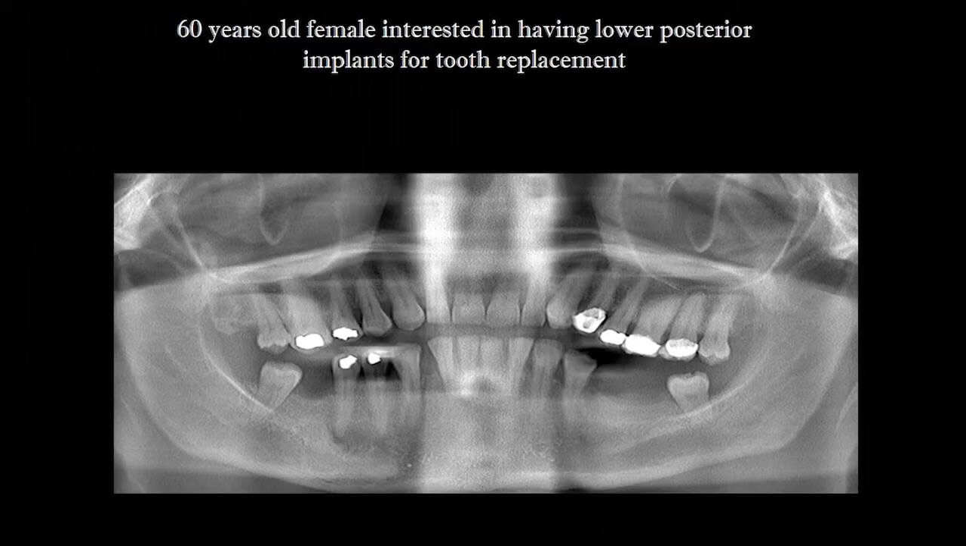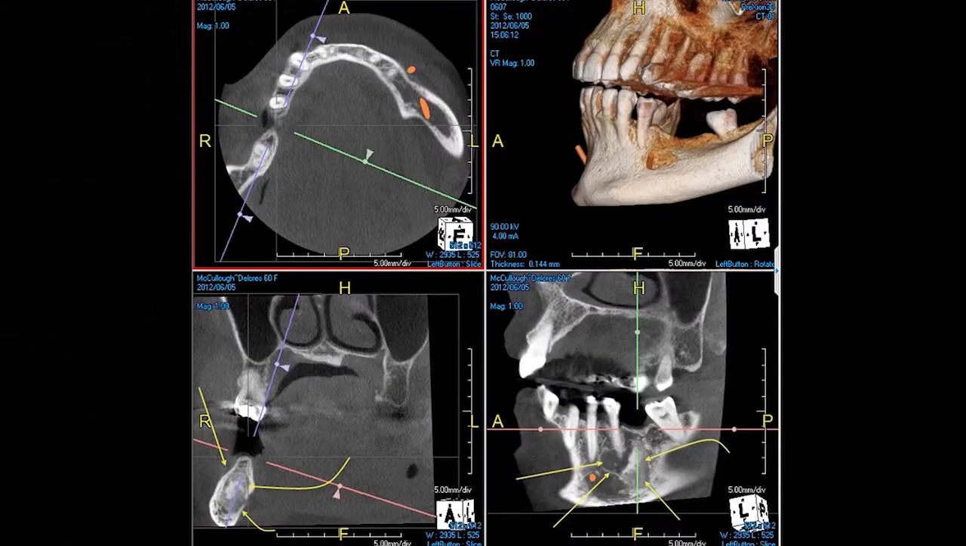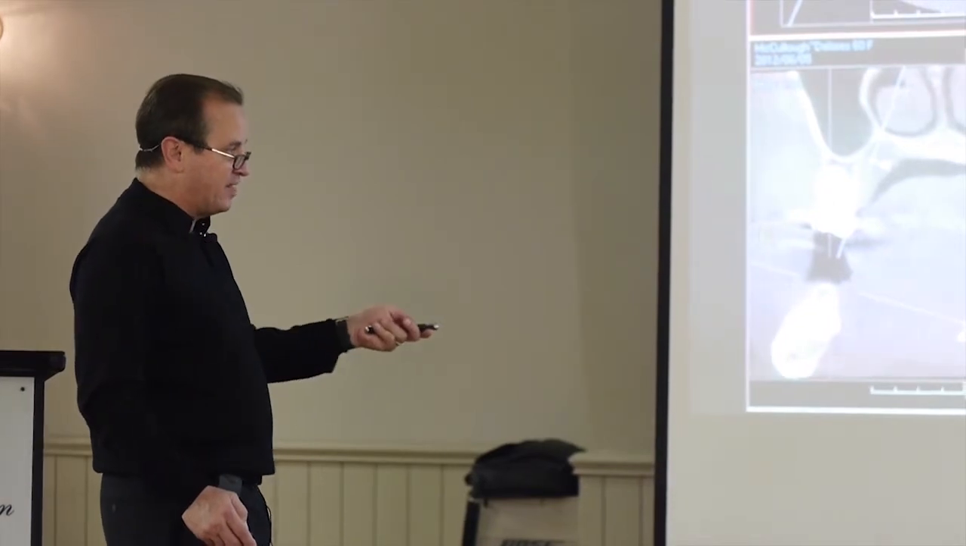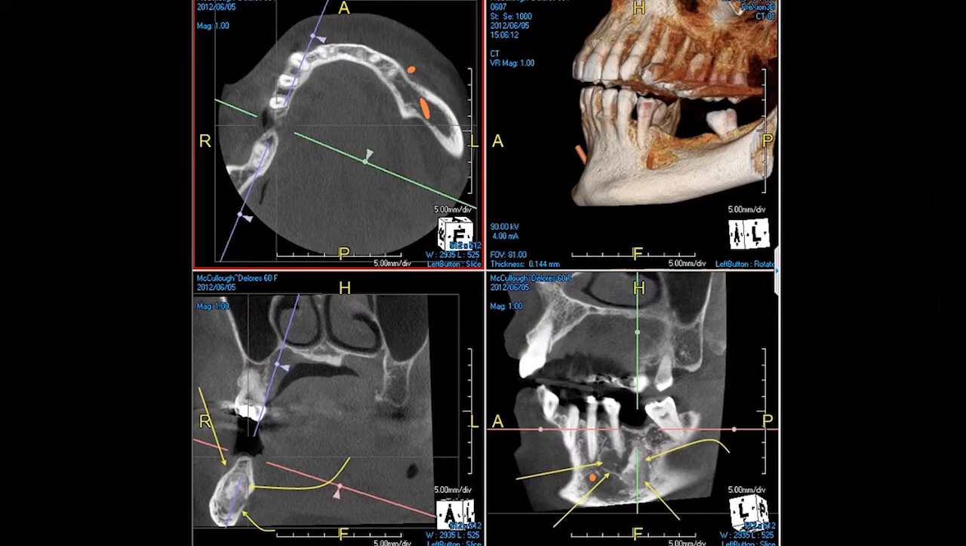60-year-old female interested in having lower posterior teeth for implants. X-rays look relatively normal, I guess. But what we're seeing on the scan is, look at this. There's some kind of bony dysplasia going on in this area that really wasn't obvious, and really not obvious on the X-ray at all. I sent her to an oral surgeon. He goes, maybe we ought to watch it.